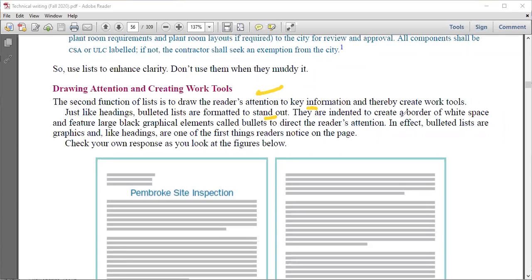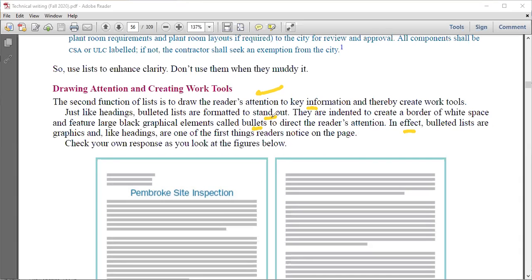They are intended to create a border of white space and feature large black graphical elements called bullets to direct the reader's attention. In effect, bulleted lists are, in fact, bulleted list star graphics, and like headings, are one of the first things readers notice on the page.